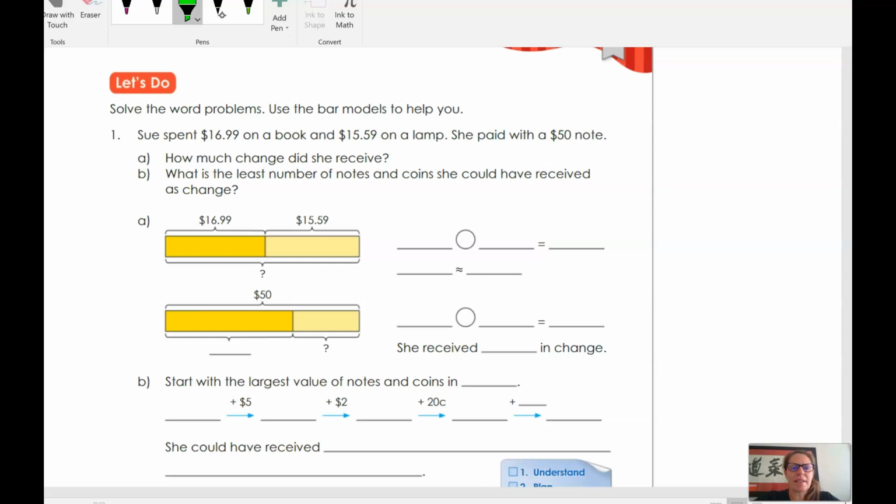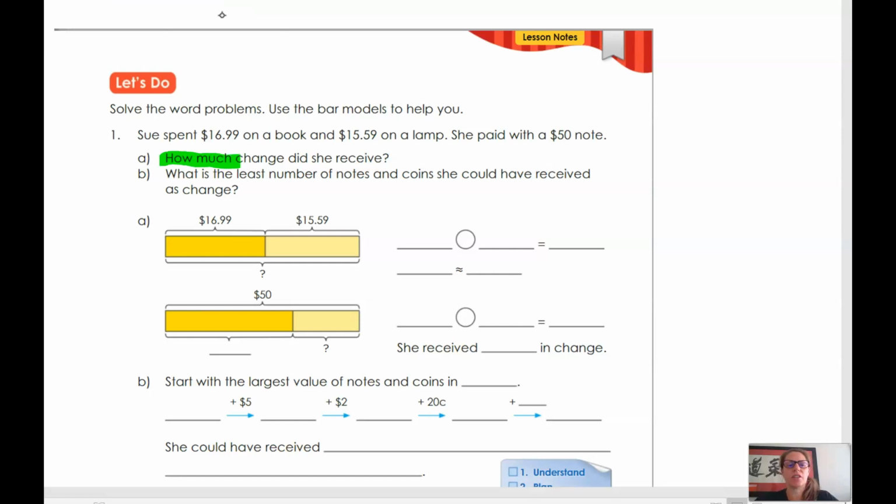So Sue spent $16.99 on a book and $15.59 on a lamp. She paid with a $50 note. So how much change did she receive is the first thing. I just want to concentrate on that. So I need to know what is $16.99 plus $15.59. That's the first thing I need to do. And they've done that for us here in this bar model, which is really cool.